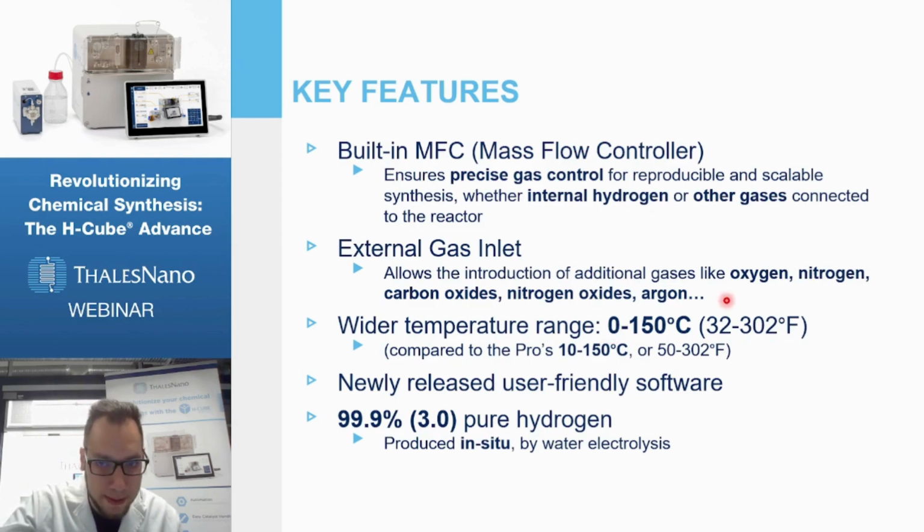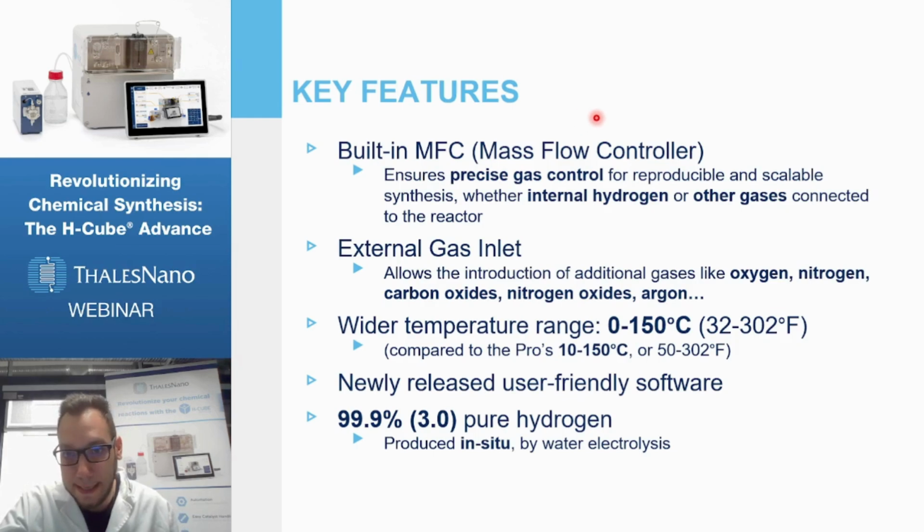However, the most important novelty of the H-Cube Advance compared to the Pro is the built-in mass flow controller. So it was already possible to use external gases with the H-Cube Pro as well, but it was not a built-in feature. You had to purchase separate mass flow controllers, individual standalone instruments, or our own gas module to inject the external gas. And now you no longer have to do it. It's built into the system. And it's also responsible for accurately dosing the hydrogen.